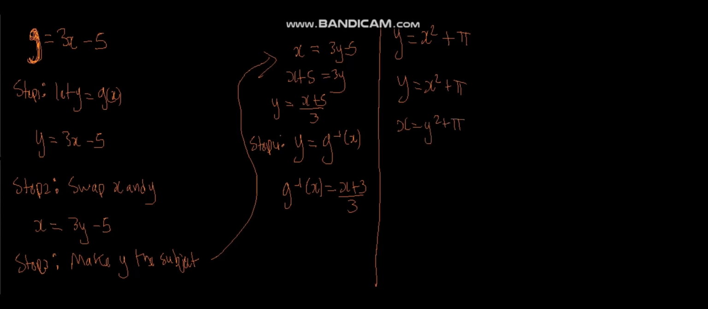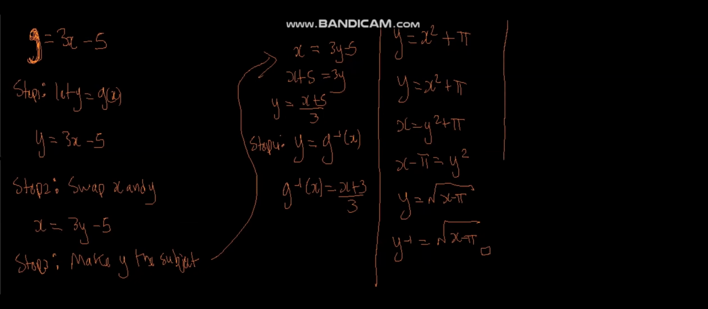Now make y the subject, so we will have x minus pi is equals to y squared. So y is equals to the square root of x minus pi. So therefore y inverse is equals to the square root of x minus pi. Done. Another example.